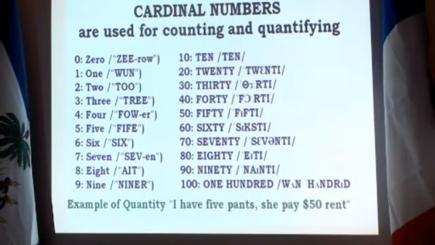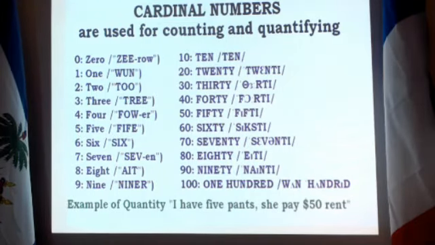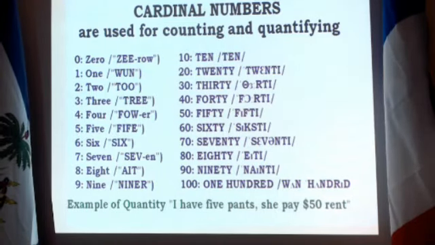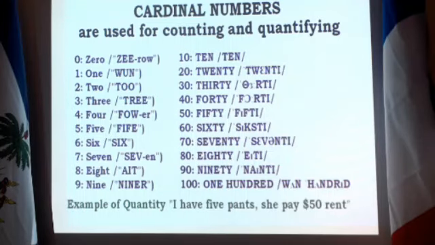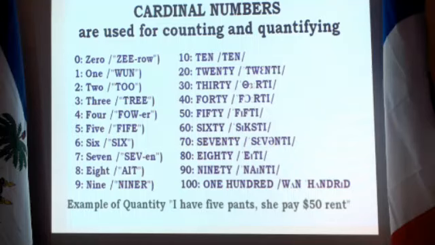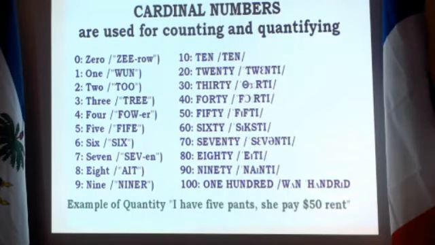The reason why sometimes I say 30 or 40 is that I was pronouncing them wrongly. So do you understand how long I have been wrong? Let's go back.